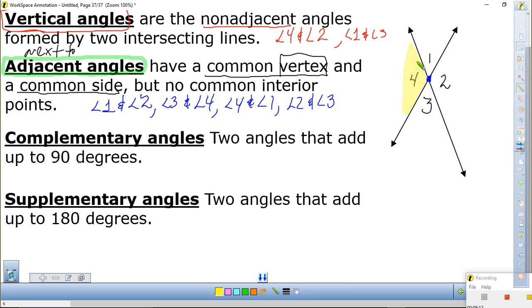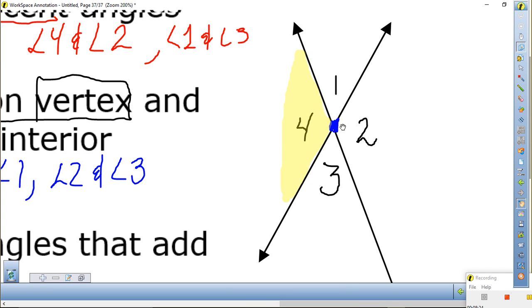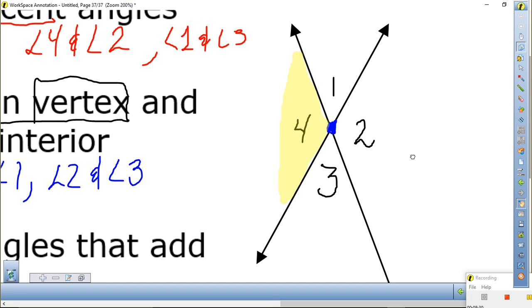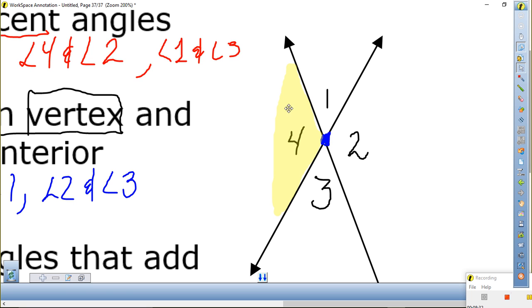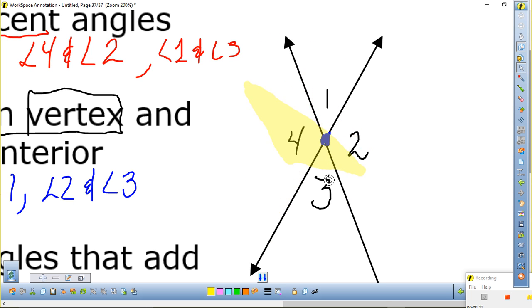Okay, so I'm doing the best I can with my little tablet here. But if you notice, let me zoom in so you guys can see it. Who noticed that I highlighted the entire angle 4 in here? And you said this is vertical to this one, right? So watch. If it is vertical, then it has a special property.